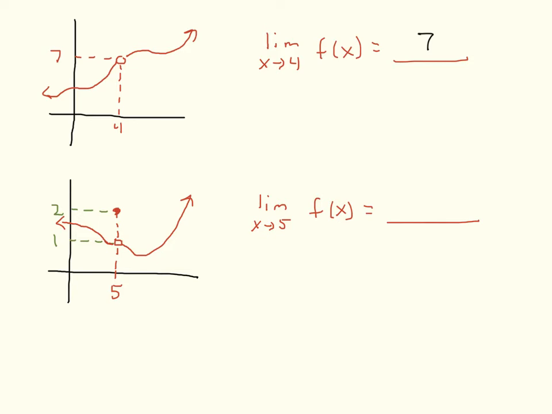Well, as x approaches 5, again, but not equal to 5, I am on this portion of the curve. And as x moves closer and closer to 5, my y values are getting closer to 1. As I come from the right, as x moves closer and closer to 5, my y values end up getting closer and closer to 1 as well. So in this particular problem, I know the limit as x approaches 5 of f of x is going to be 1.